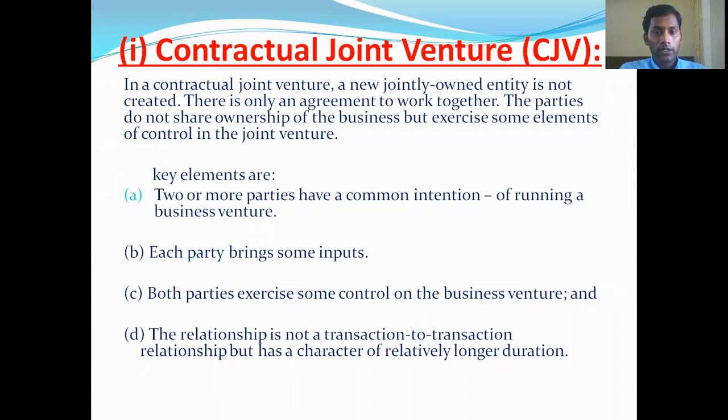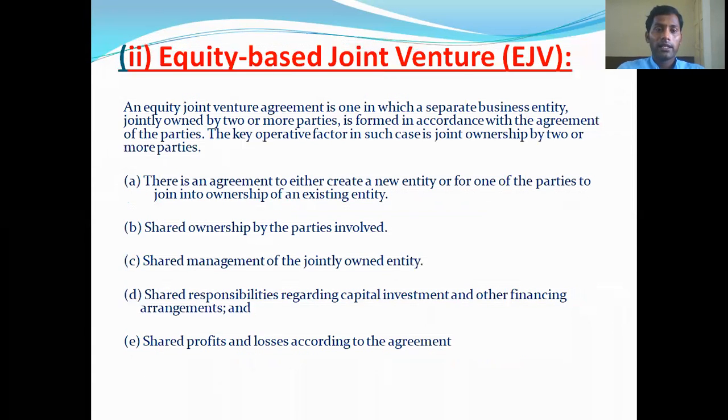Very easy thing. Two or more companies join together just to finish some task, not to create a new company. That's called a contractual joint venture. Okay, move on to the next type, the equity-based joint venture.